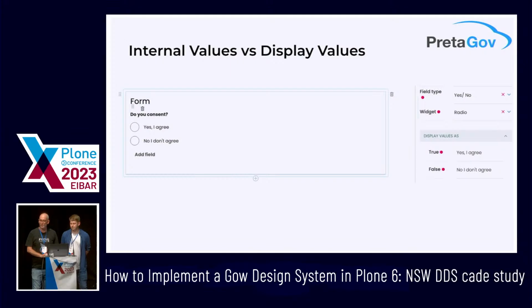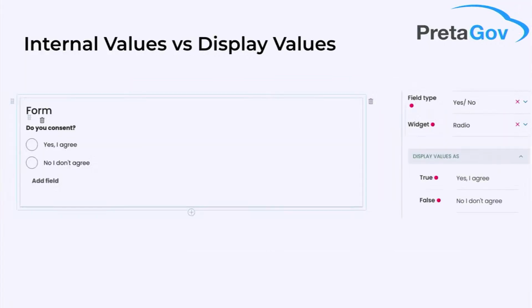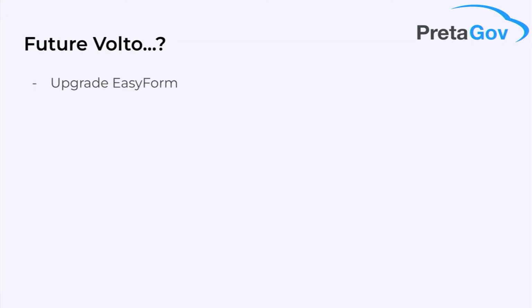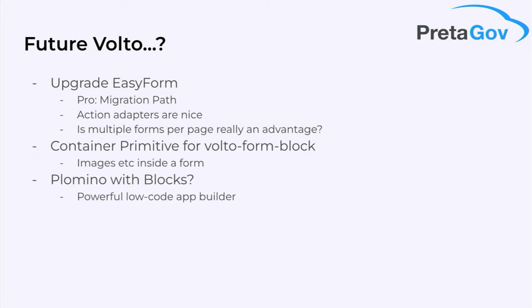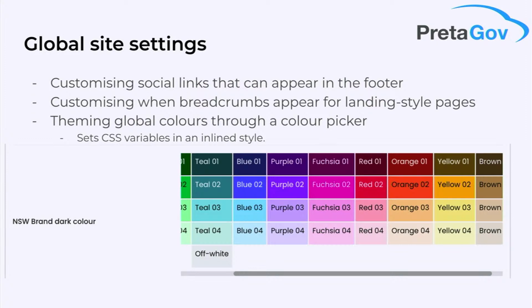This internal value so that you can rename things. In particular, instead of a yes/no field, you can have yes, I agree, and no, I don't, and it keeps the same internal value so that your data doesn't get mucked up. Hidden fields, validation rules, we're working on that. So future Volto, maybe we should have just upgraded EasyForm. We also did a bunch of stuff with themes, built a color picker, and did logos and stuff like that.